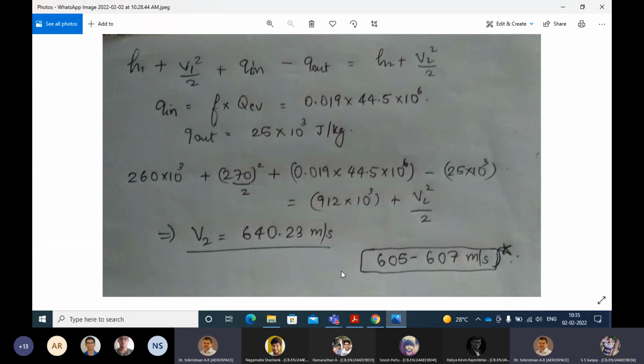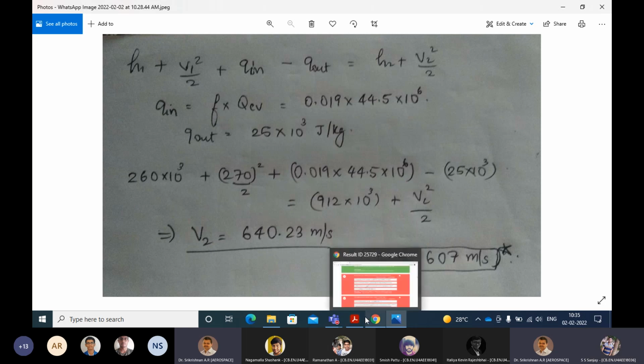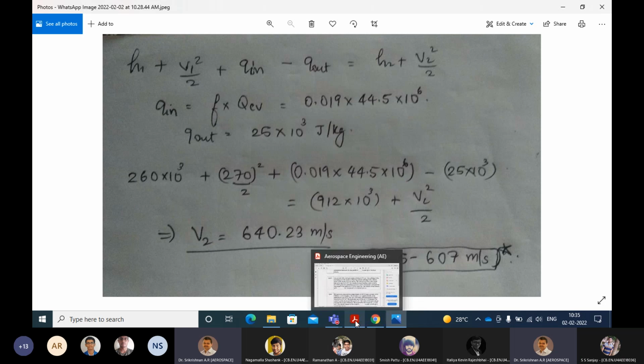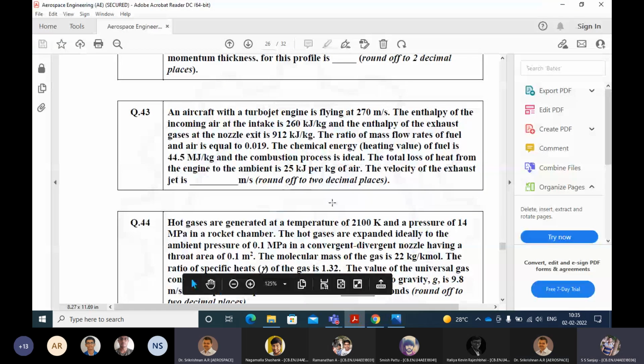If there is an issue in any other part, I'll also give a try if you're not getting the answer. Yeah, okay, sir. Because I checked my calculation multiple times and I'm still getting this answer, 640.23, but the range is different. Send that to me. I will also go through the question independently once again and see if there is any catch in that. Okay, sir.